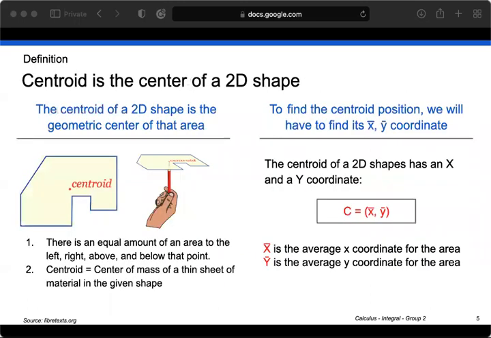By definition, the centroid is the geometric center of a 2D shape where there is an equal amount of area to the left and right, above and below that point. To find the centroid position, you have to find the point C located at the x bar and y bar coordinates. The x bar is the average x coordinate of that area, and that's the same for y bar.